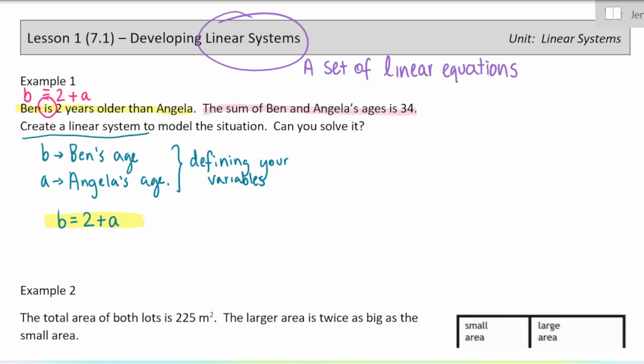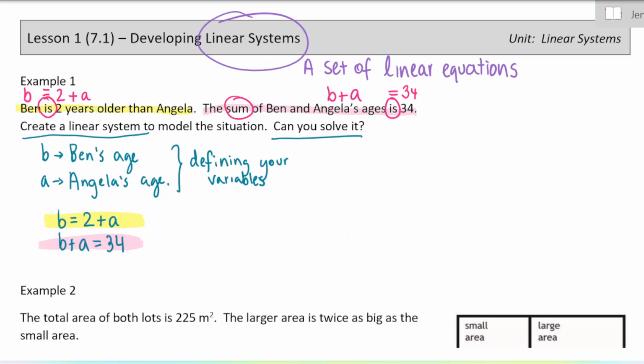Let's do the pink one. So the sum of Ben and Angela's ages is, here's my equal sign again, 34. This word sum means add together. So Ben and Angela's ages together equals 34. So here's my equation. B plus A equals 34.